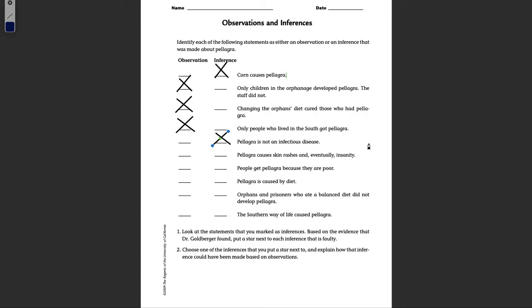Okay, sixth statement. Pellagra causes skin rashes and eventually insanity. Now, based on his clinical trial and the groups of people that he was able to study, those are one of the effects that he was able to notice. He was able to see, so that would be considered an observation.